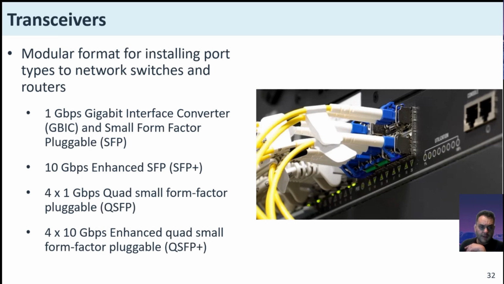Historically, transceiver modules were based on the gigabit interface converter, GBIC, form factor, which uses SC ports and was designed, as the name suggests, for gigabit Ethernet. GBIC was bulky and has largely been replaced by small form factor pluggable, also known as the mini GBIC.